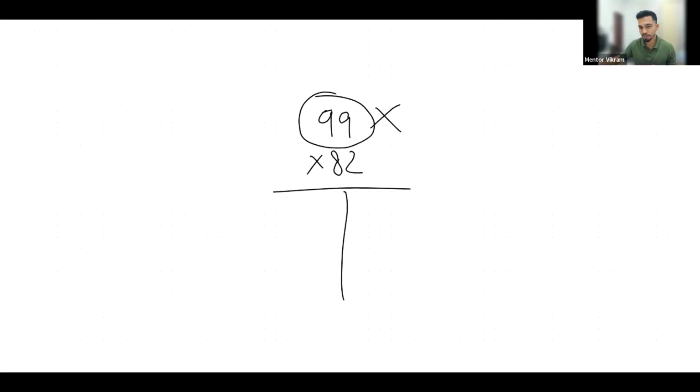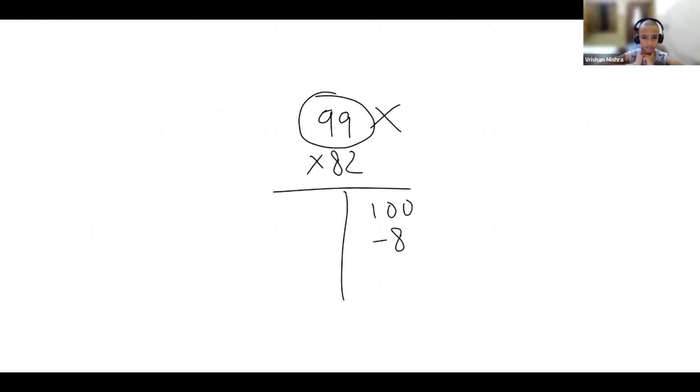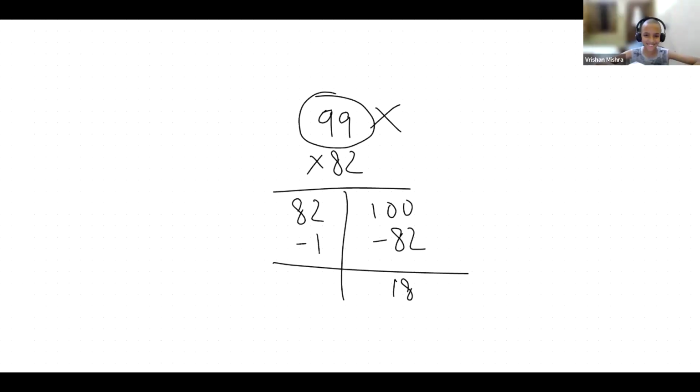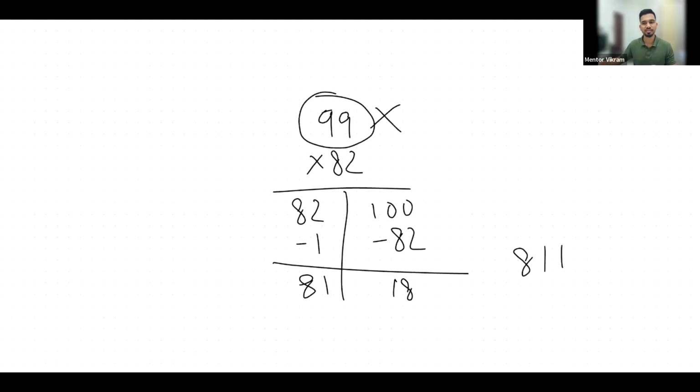On the right hand side, you subtract this number 82 out of 100. A simple calculation, I suppose. Can you do it mentally? 18. Exactly, it's 18. On the left hand side, you take this number 82 and subtract 1 out of it. Not too difficult. 81. Exactly. You put it together, 8118 is your final answer.